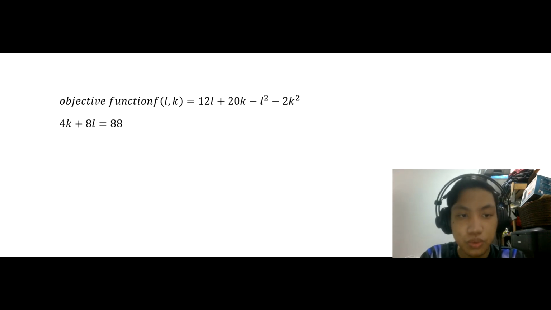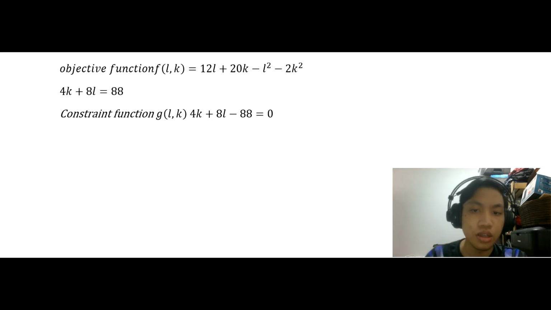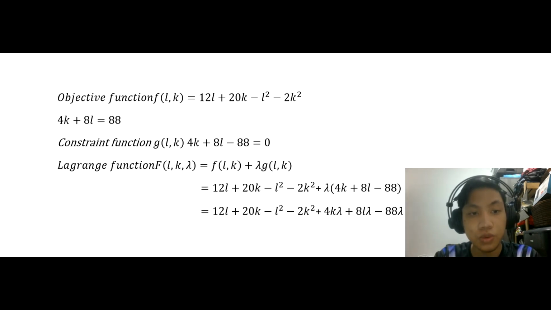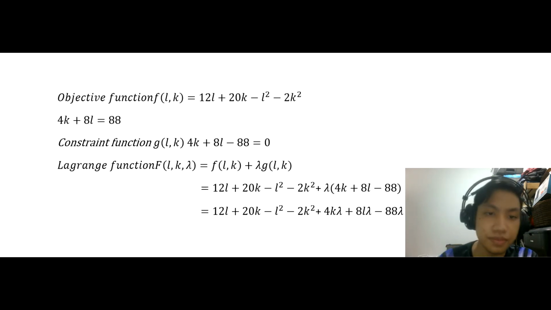Firstly, we take out the objective function and the constraint equation, and then we construct the constraint function by making it equal to 0, which is 4k plus 8l minus 88. Then we construct the Lagrange function by adding the objective function to the constraint function, but the constraint function must be multiplied by lambda.